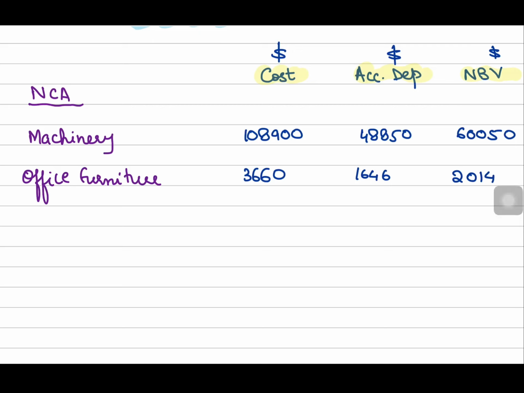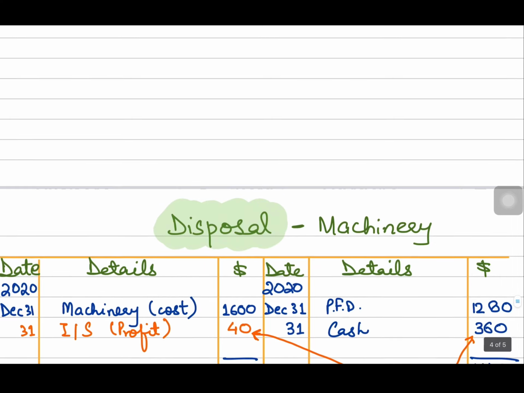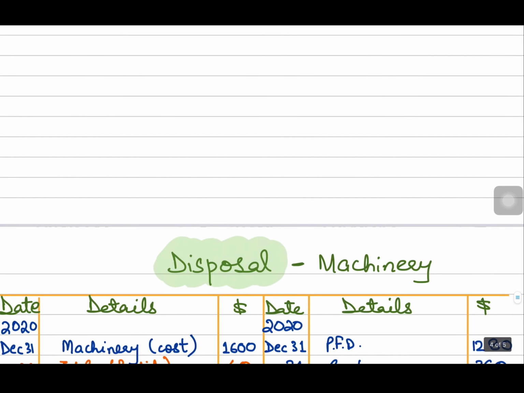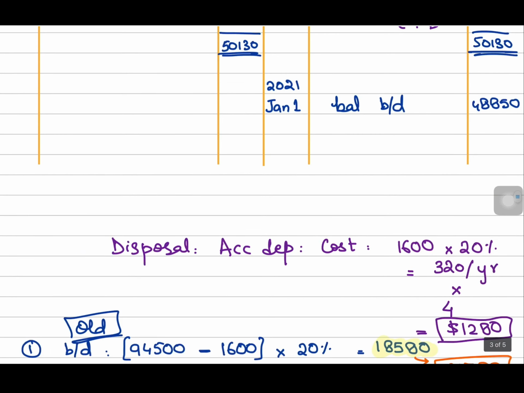So I hope that by now you will have a good understanding of how we go about disposals in a question, how we calculate the accumulated depreciation on the asset that is being disposed of in the question, whether it is a full year policy, monthly basis, reducing balance method, or even a straight line method, right?